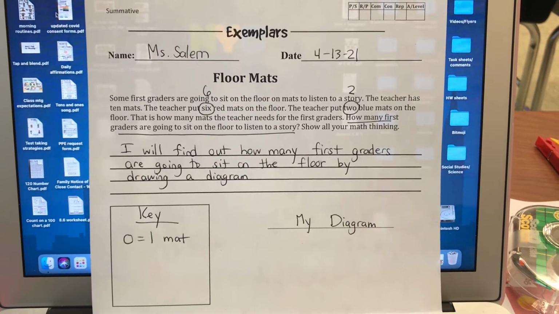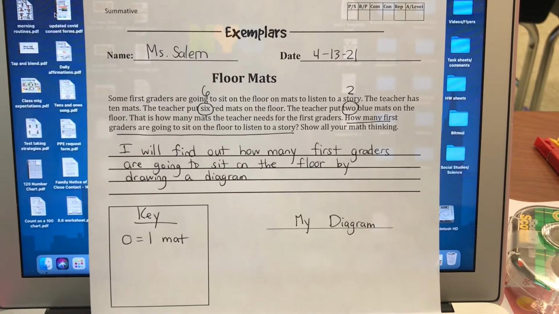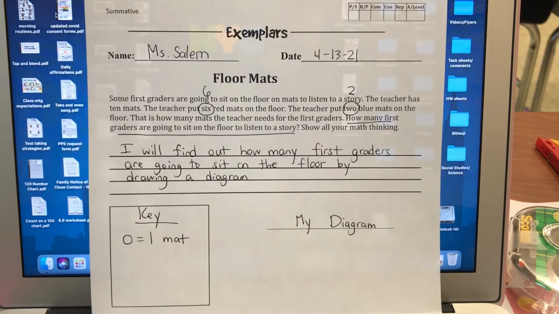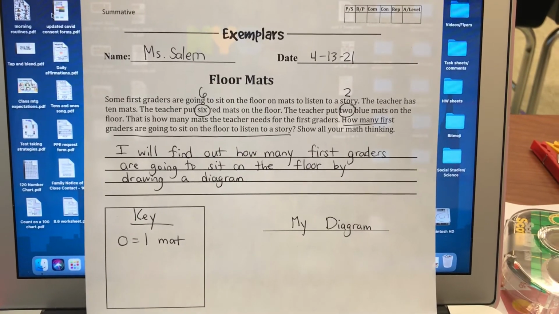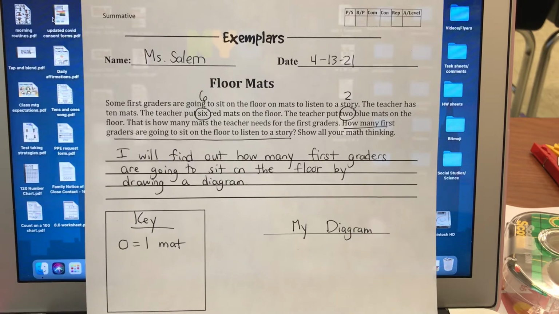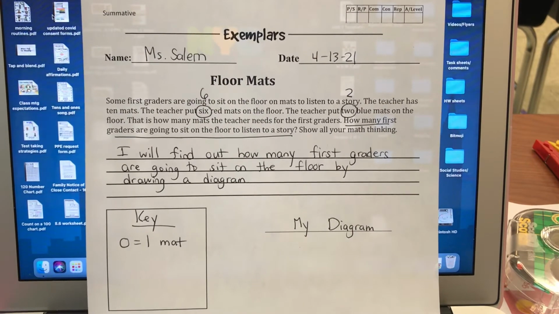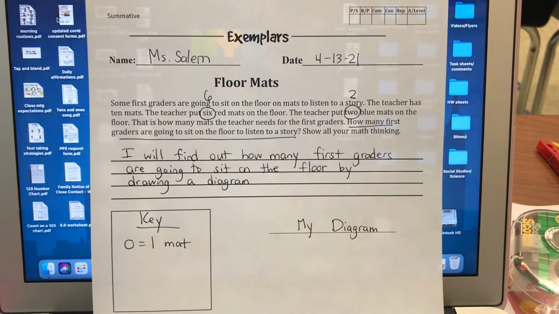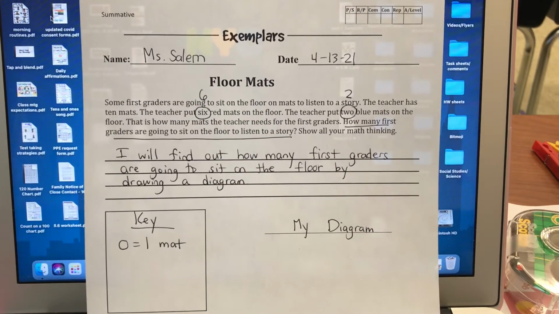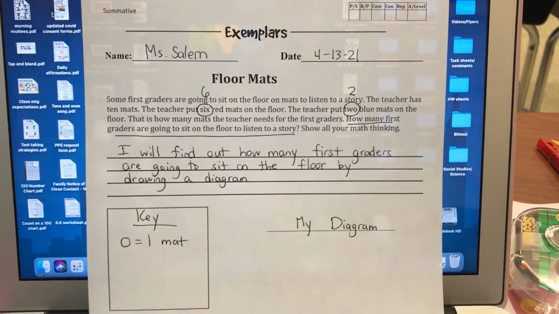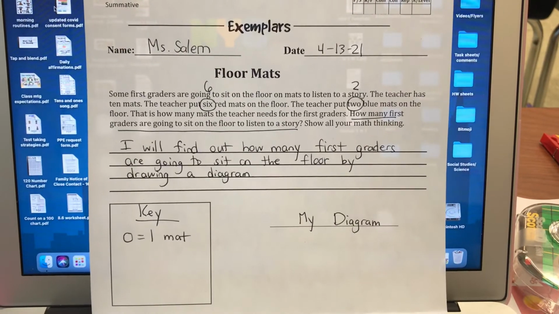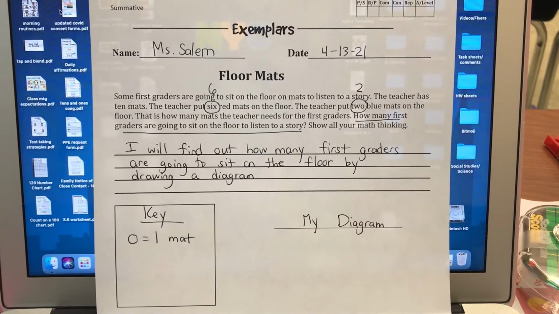Yeah, like maybe there are some mats and someone's going to get more of them, or maybe someone's going to use some of them. So probably some sort of addition or subtraction problem. So second, after you read the title, you can read the problem.